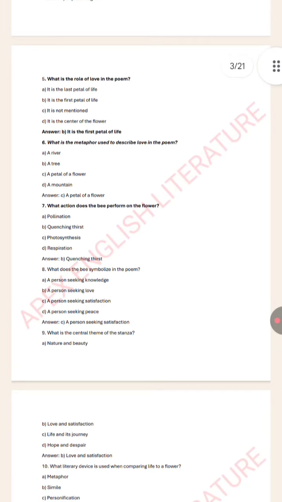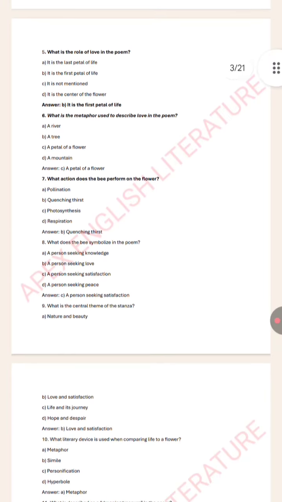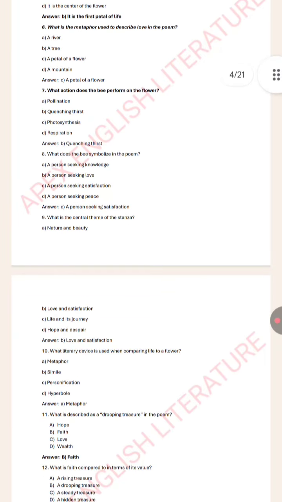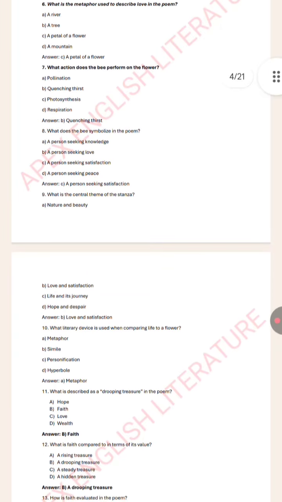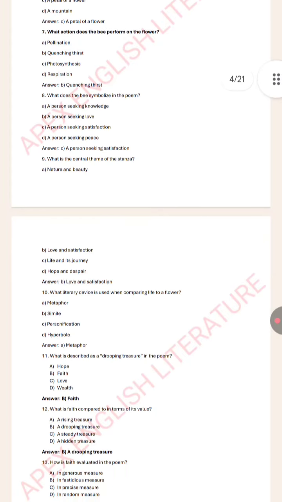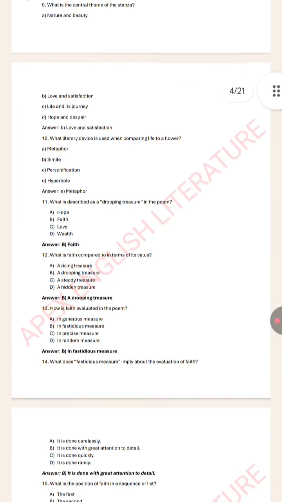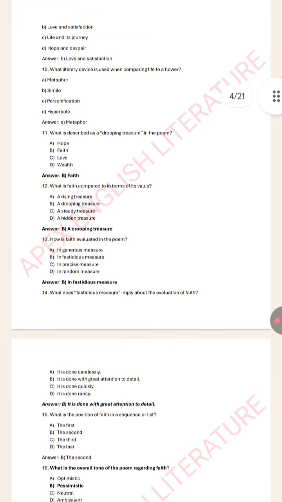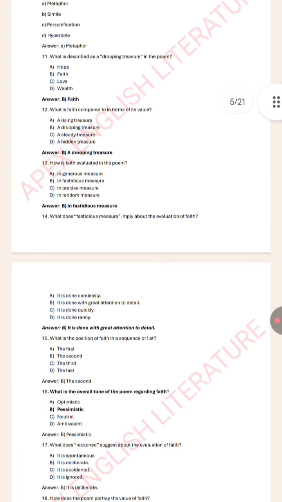What is the metaphor used to describe love in the poem? A petal of flower. What action does the bee perform on the flower? Quenching thirst. What does the bee symbolize in the poem? A person seeking satisfaction. What is the central theme of this stanza? Love and satisfaction. What literary device is used when comparing life to a flower? Metaphor.